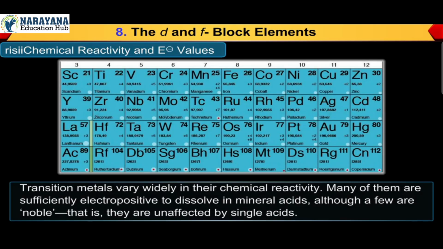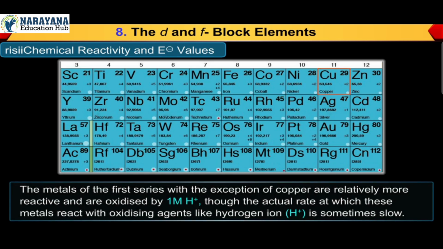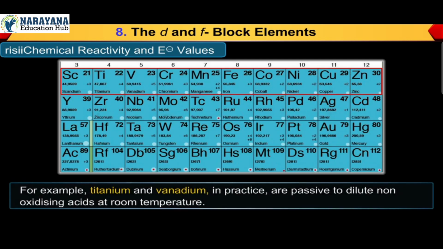Many of them are sufficiently electropositive to dissolve in mineral acids, although a few are noble, that is, they are unaffected by simple acids. The metals of the first series, with the exception of copper, are relatively more reactive and are oxidized by 1 molar H+. Though the actual rate at which these metals react with oxidizing agents like hydrogen ion, that is H+, is sometimes slow. For example, titanium and vanadium, in practice, are passive to dilute non-oxidizing acids at room temperature.